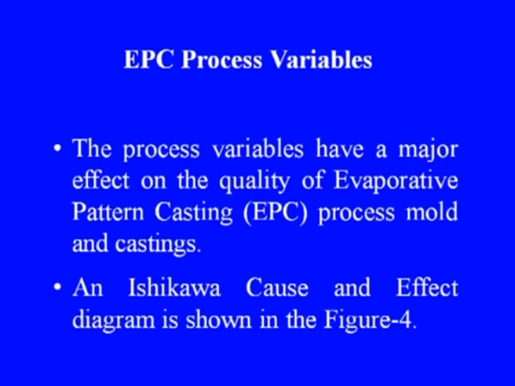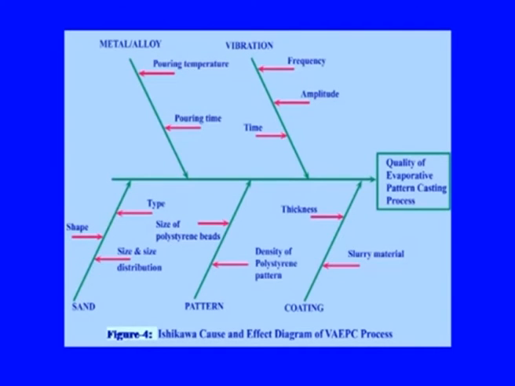Now, let us look into the process variables involved in the evaporative pattern casting process. The process variables have a major effect on the quality of evaporative pattern casting process, mold and castings. An Ishikawa cause and effect diagram is shown in the figure 4. Here the major parameters involve the metals and alloys, the vibration, the sand used, the pattern and the coating. The parameters involved in these affect ultimately the casting to be obtained as the product.